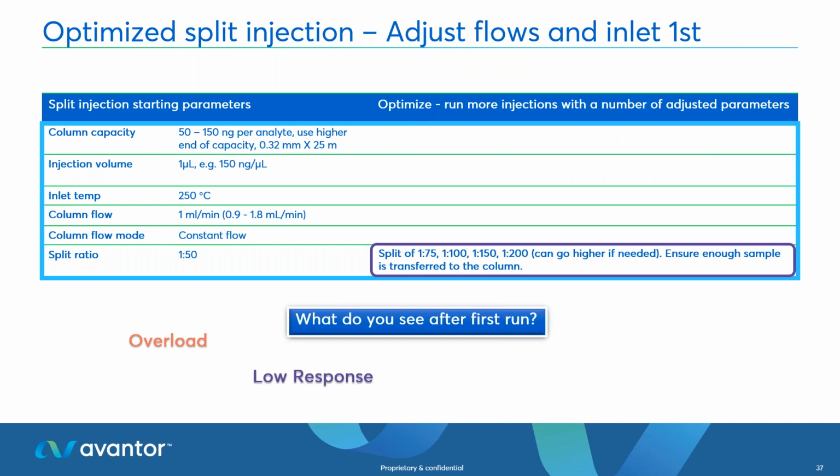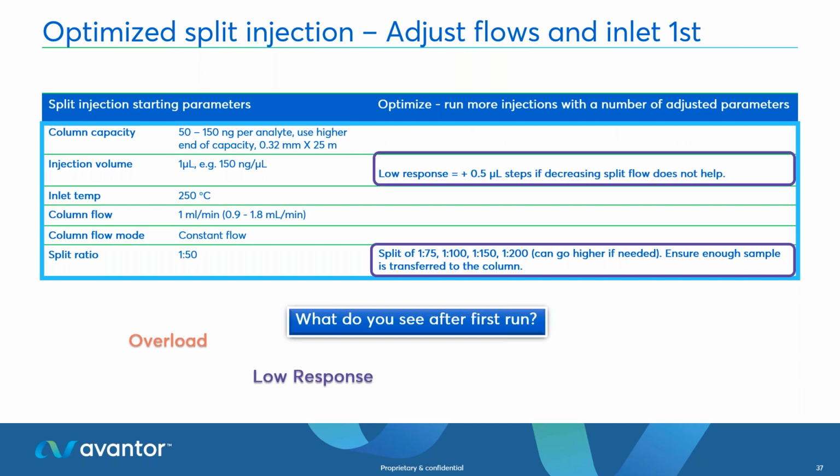If you're getting a low response, again, you may need to increase the split ratio because you may be losing the majority of the sample out the split vent. And then the same goes again, increase the volume if you can, if it doesn't exceed vapor volume expansion inside the inlet. And then increase the concentration as a final resort. Again, if you're having issues, then just going back and double checking what's wrong, just in case there's something going on wrong in the sample prep process or the sample introduction stage.